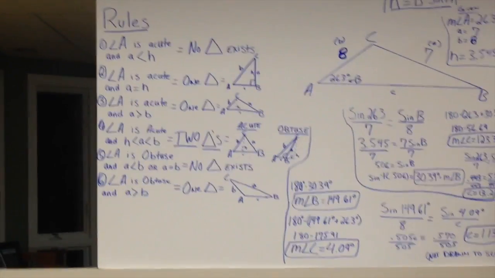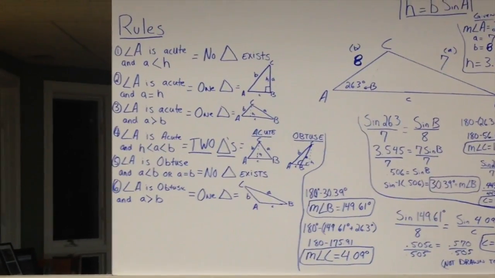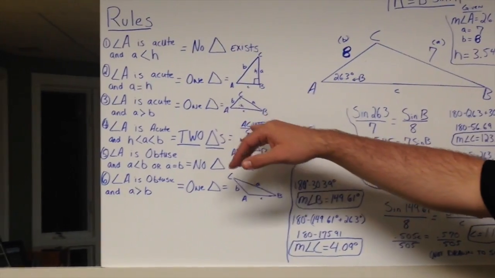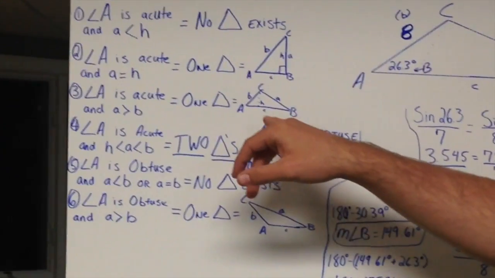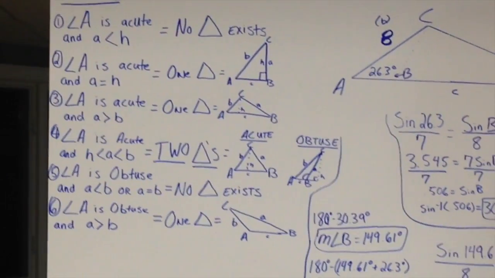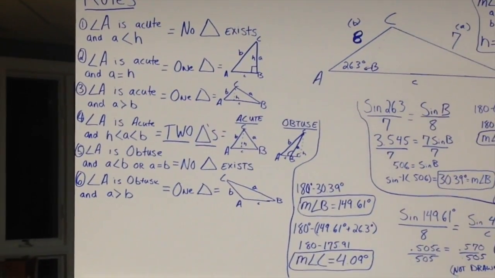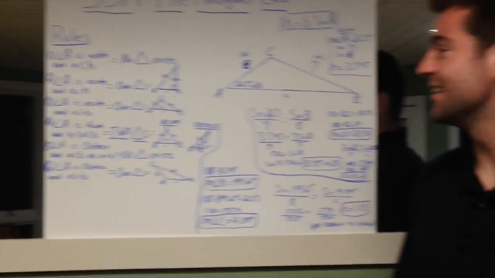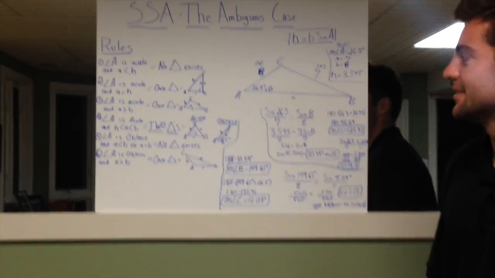Rule 3: angle A is acute, and side A is greater than B. One triangle exists. You can just see the triangle right there. The height is less than A, as you'll see in the next one too. Angle A is acute, and the height is less than A, but A is still less than B.